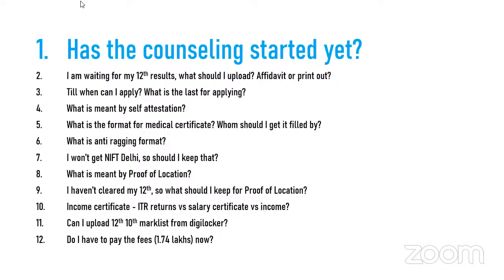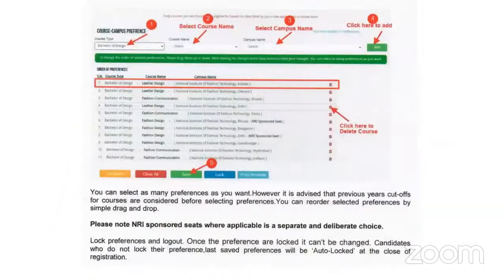And please note that at the end, you will also have to lock your option. What is basically meant by locking? It means the order in which you have given your options. In this example, this person has given NIFT Kolkata LD as the first option, NIFT Chennai LD as the second option, NIFT Bhopal FC as the third option. This particular order of preference is full and final. You don't want any changes, you are agreeing to this, and you lock it. That is the final thing that you can do.